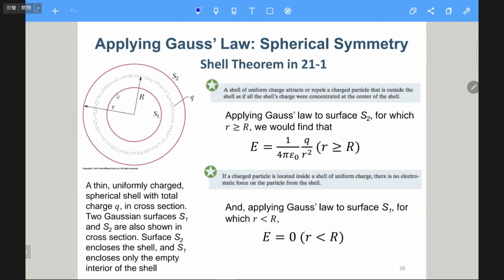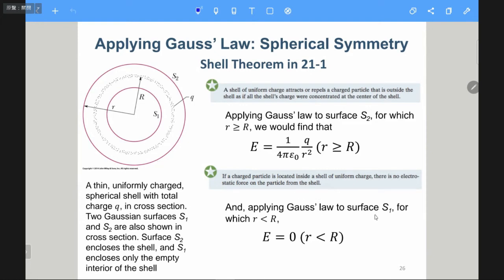You can simply find that we have a symmetrical distribution of the charge, and of course the E field is uniform on the Gaussian surface. So we get this expression. And the other shell theorem says if a charged particle is located inside a shell of uniform charge, there is no electrostatic force on the particle from the shell.